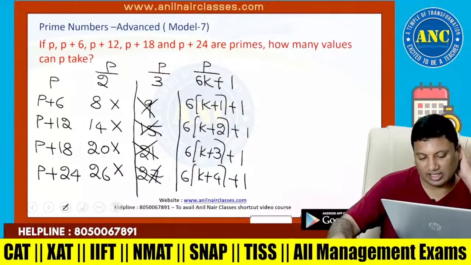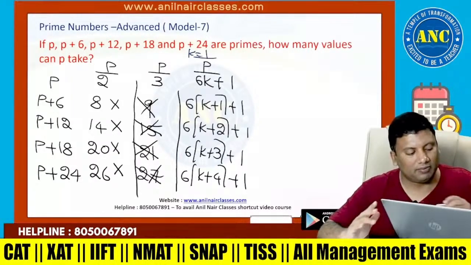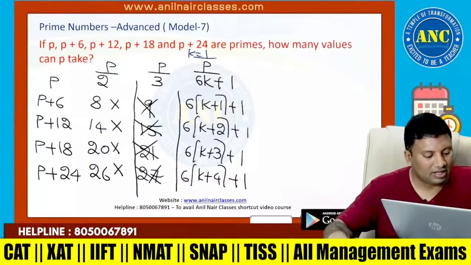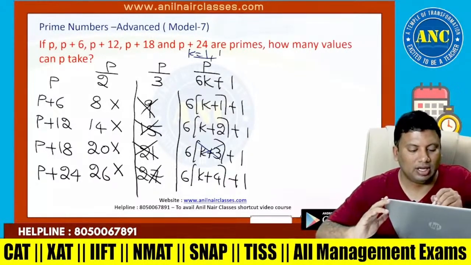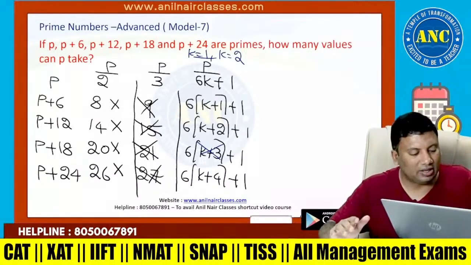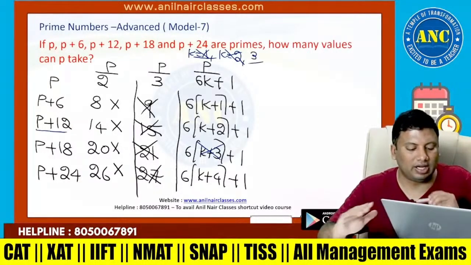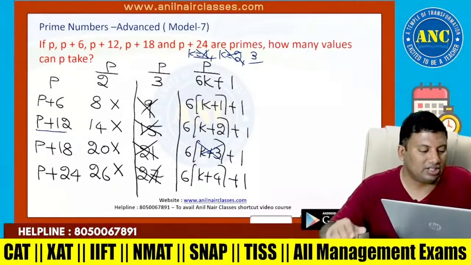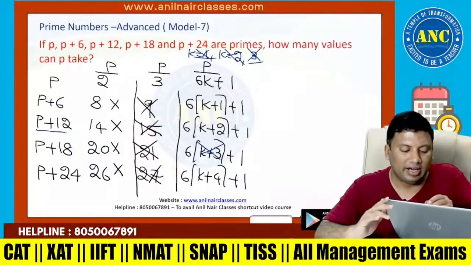6k plus 1. Suppose I put k value 1, p value will become 7. 7 plus 18 is 25. This case is not possible. If I put k equals 2, 12 plus 1 is 13. 13 plus 12 is 25. This case is not possible. If I put k equals 3, 6 into 3 is 18, 18 plus 1 is 19, 19 plus 6 is 25. Not possible. I hope the idea is clear.